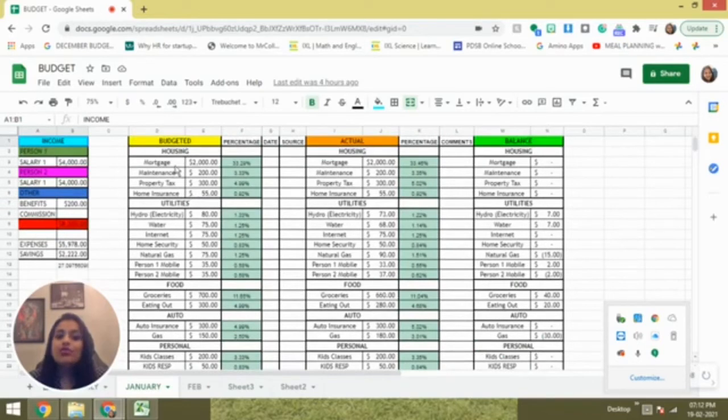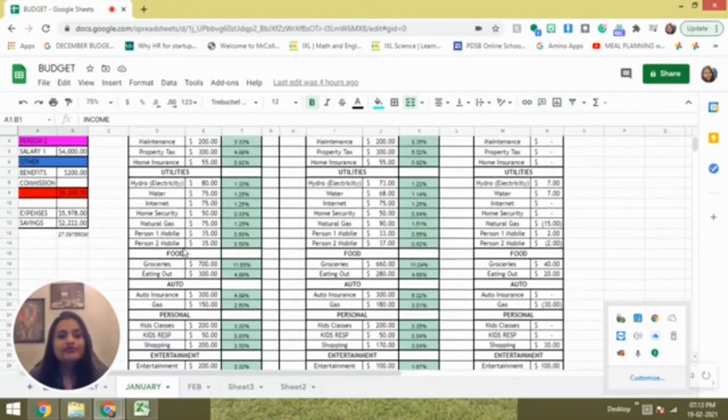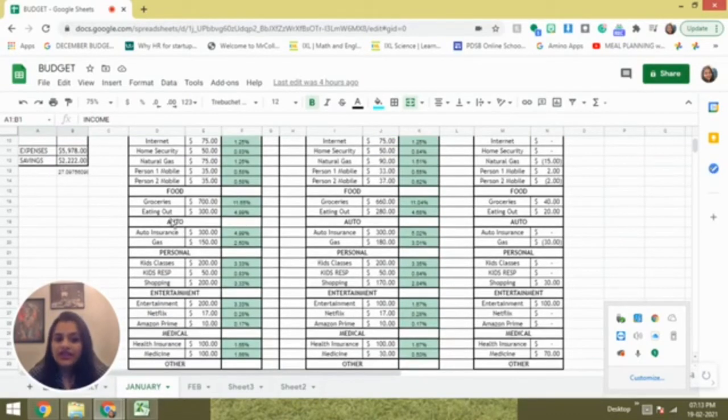In housing, I put mortgage, maintenance, anything related to the house, home insurance, property tax. Mortgage may or may not be applicable for you. It may be rent or any other, or if it's your own property or the mortgage is done, then that doesn't apply. But home insurance might be there. Obviously, the expenses are subject to each and every household, but that's how I've listed here. And then utilities, of course: your electricity, water, internet, home security, natural gas, and your mobile phones. Food: groceries and eating out.